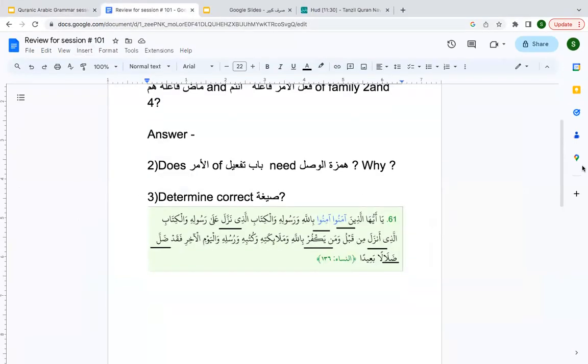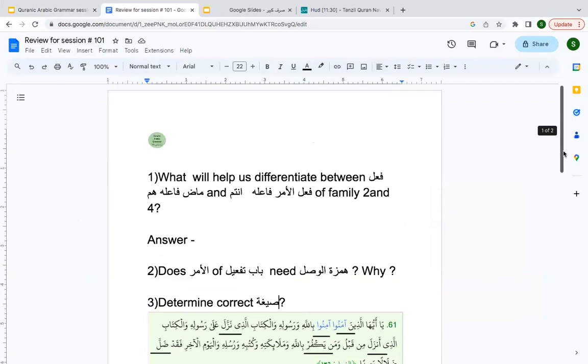Here we are. So the first question that I have is, I'm not going to ask the first question first. I'm going to take you to the second question first. Does al-amr of Bab Taf'il, which is family number 2, need Hamzatul Wasl? What do you think? Do we need Hamzatul Wasl for the second family that we learned a couple of sessions ago? No, we don't need it. And why do we not need Hamzatul Wasl for that?